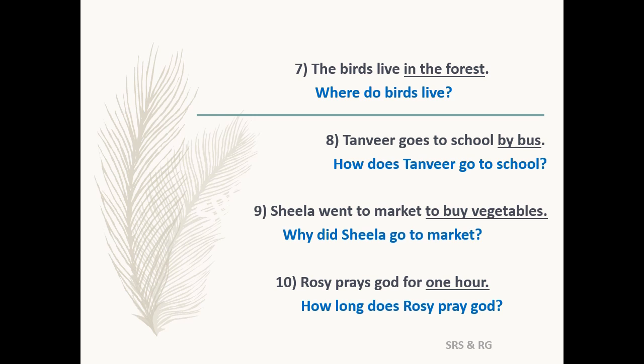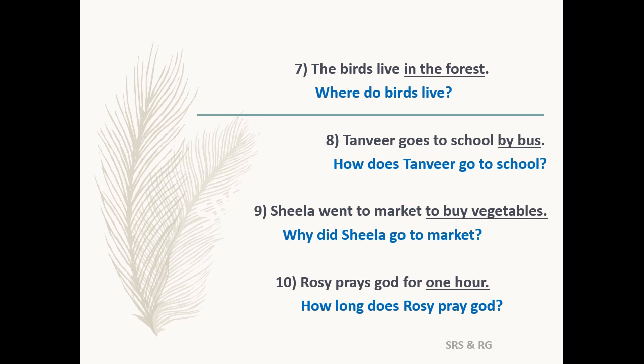Next, the eighth example. Tanvir goes to school by bus. Tanvir goes to school how? That is the WH word. Then there is no auxiliary verb. Goes takes does. How does? Okay. Then the subject Tanvir. How does Tanvir go to school? That is the answer.